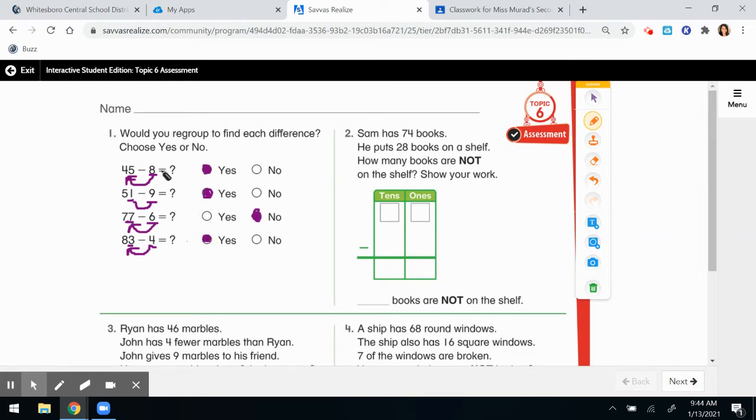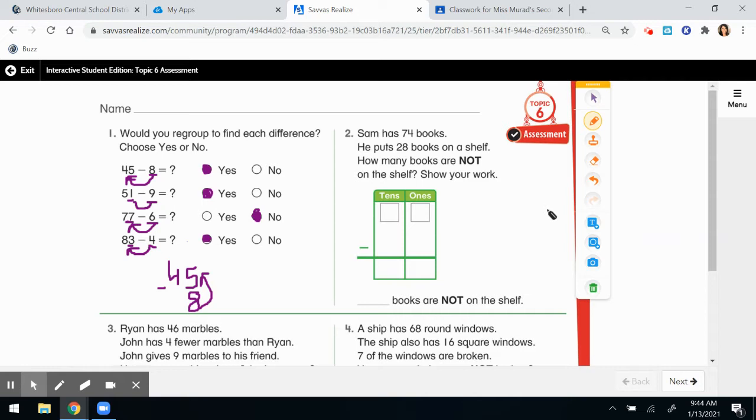If this way doesn't show you whether you have to regroup or not, set it up like this. So you'd write 45 minus 8. Sorry, the pen I usually use isn't working, so I need to do it like this. If you set it up like normal, you would be able to see whether or not you have to regroup. 8 is greater than 5, so you would have to regroup. So if you're ever stuck on ones like that, you could just write it out like this.